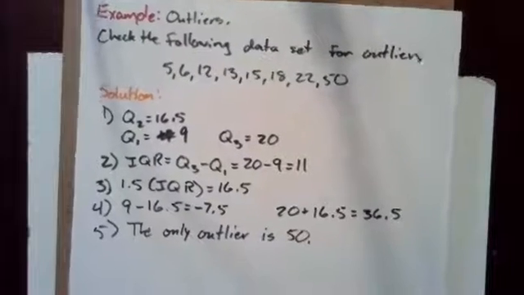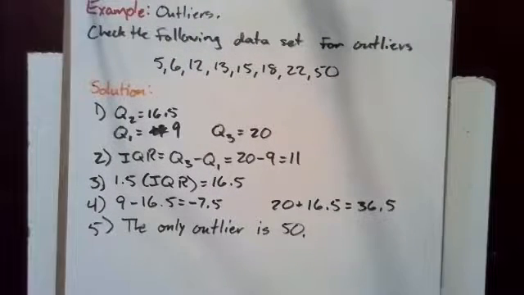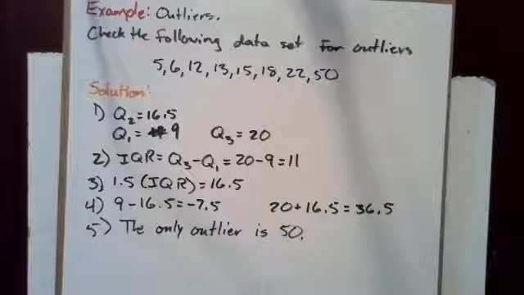So here is an example. We're going to check this data set for outliers. We've got 5, 6, 12, 13, 14, 15, 18, 22, and 50. These are already in numeric order, so we don't have to worry about that. But there's that 50 at the end, which seems like it might be an outlier since the next largest value is less than half of that.